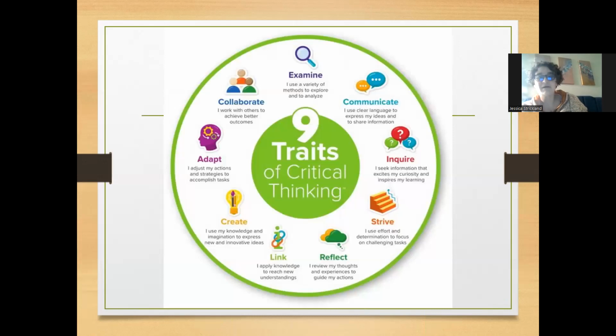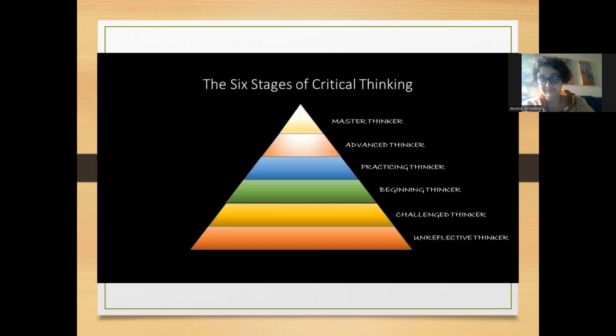You can pause this if you want, but these are the 9 traits of critical thinking. But really what I want you to remember is that you need to explore and analyze. Make sure you examine whatever the topic is, the question, ask additional questions, reflect, and then collaborate and come to your own conclusion. These are all ways that you can become a strong critical thinker.